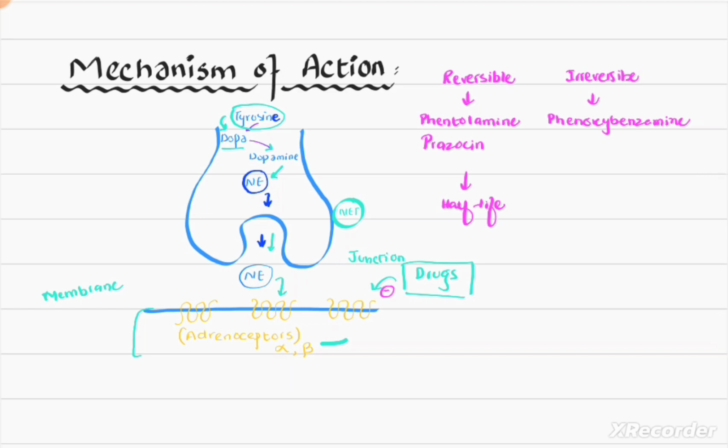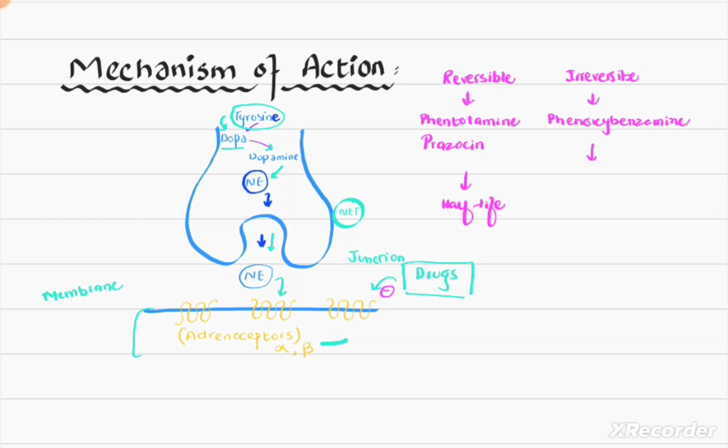The shorter the half-life of the drug in the body, the less time it takes for the effect of the drug to dissipate. In contrast, the effect of irreversible antagonists persists long after the drug has been cleared from the plasma. So even if phenoxybenzamine has been cleared from the circulation, its effects will stay in the body for a much longer time because it irreversibly binds with the receptor. It forms a covalent bond with the receptor. So this was a bit about the mechanism of action.